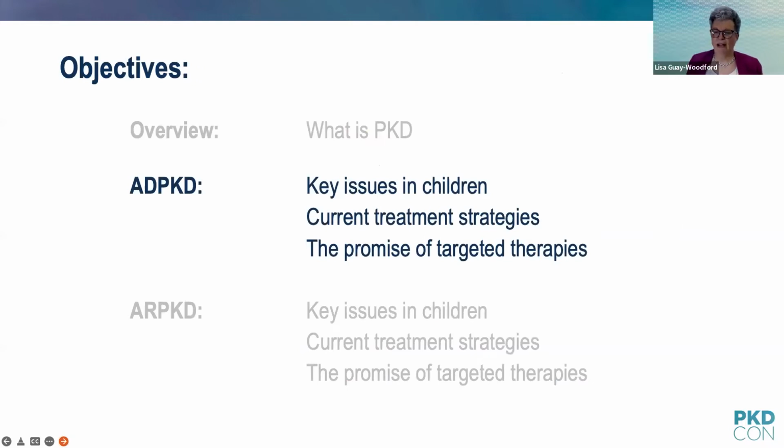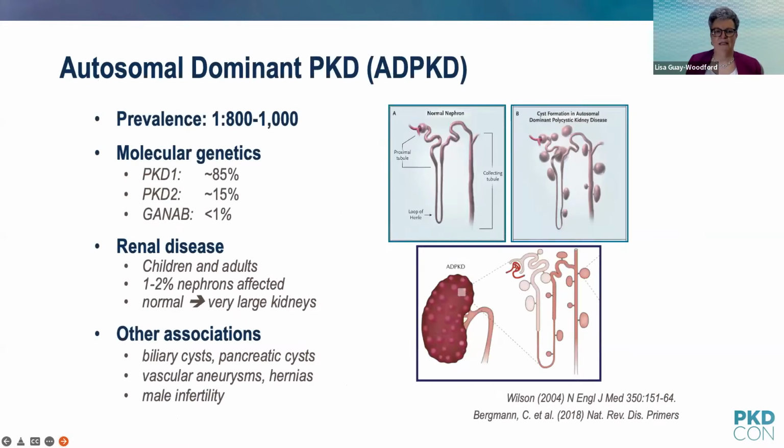So if we think about ADPKD, let's drill into the key issues in children. The dominant form of polycystic kidney disease has a prevalence in the population of about 1 in 800 to 1 in 1,000. In terms of the molecular genetics, there are principally two genes that are involved, PKD1 and PKD2. GANAB, which has been the subject of conversations here at PKD Connect over the years, accounts for probably less than 1% of the cases. And in addition, there are a few even rarer disease-causing genes that are involved in ADPKD. But primarily, ADPKD is a disorder caused by one of these two genes.